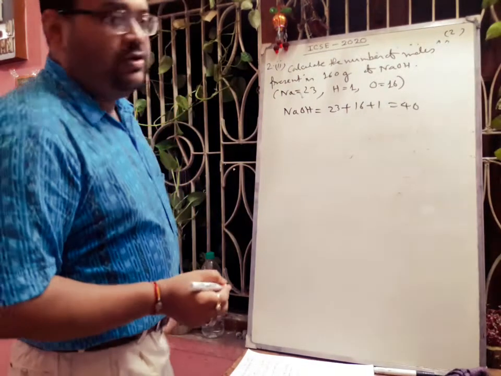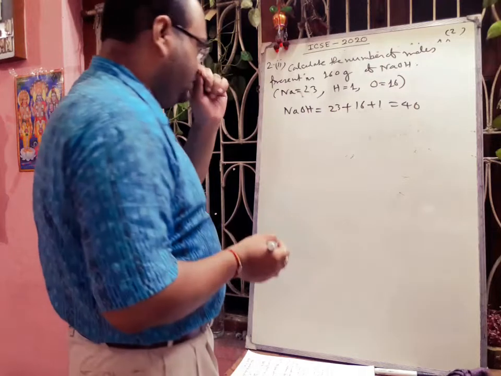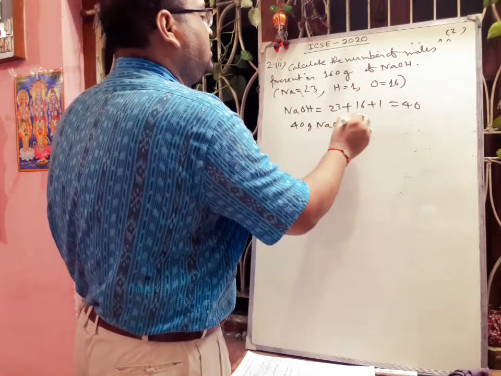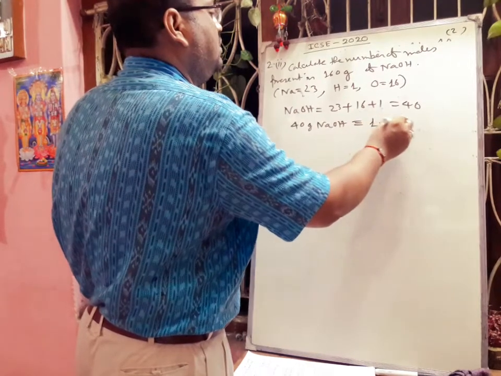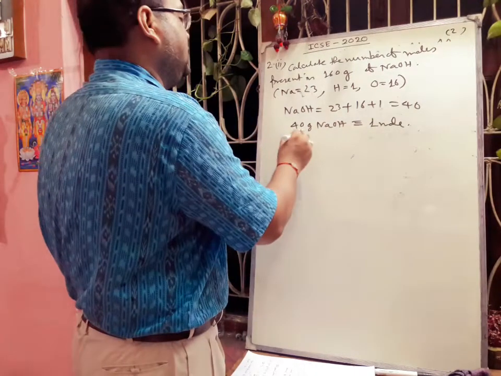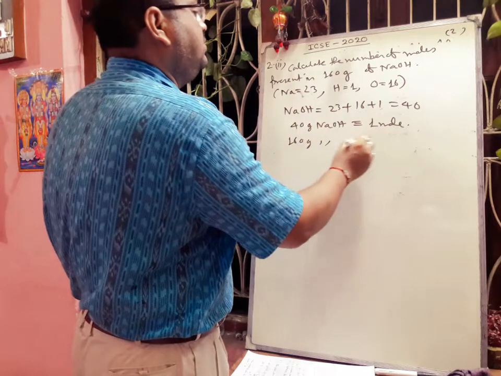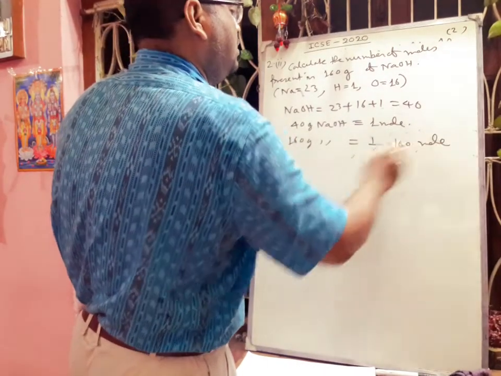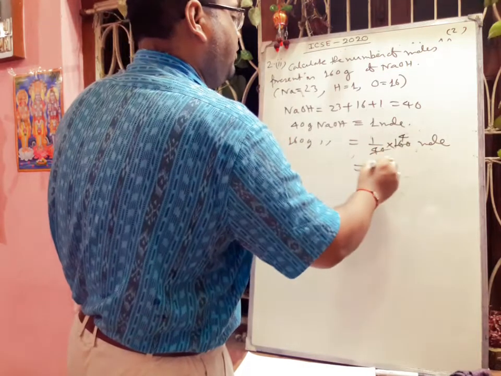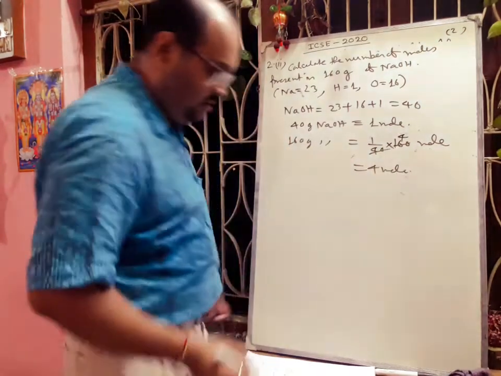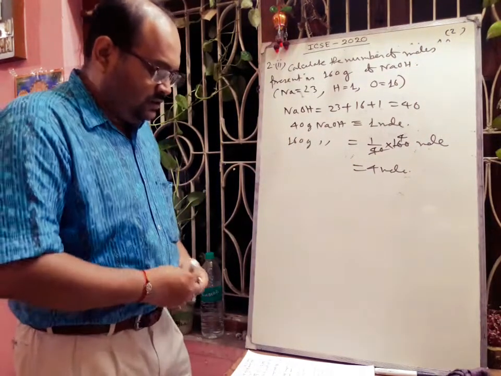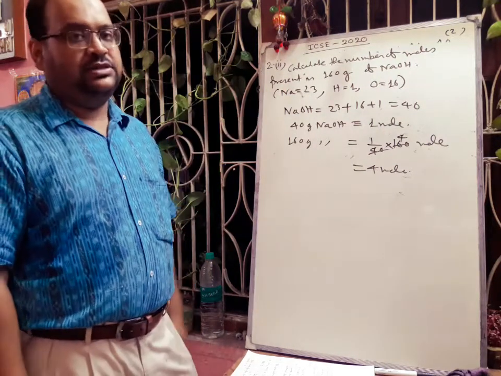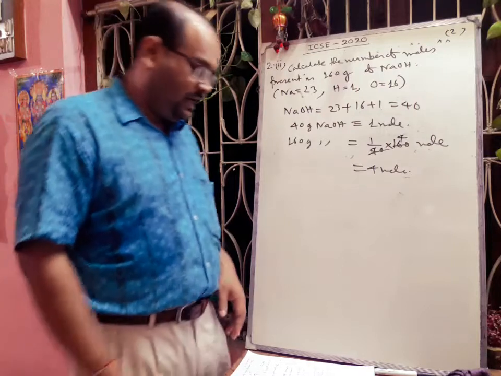Okay, so we know that 1 mole is equal to 40 gram. So here we can write that 40 gram NaOH is equivalent to 1 mole. So 160 gram NaOH will be equal to 1 by 40 into 160 mole. If we calculate it, 4, so 4 mole. So your answer will be 4 mole here. So the number of moles of NaOH present in 160 gram of NaOH will be 4. Okay, hope you can understand.